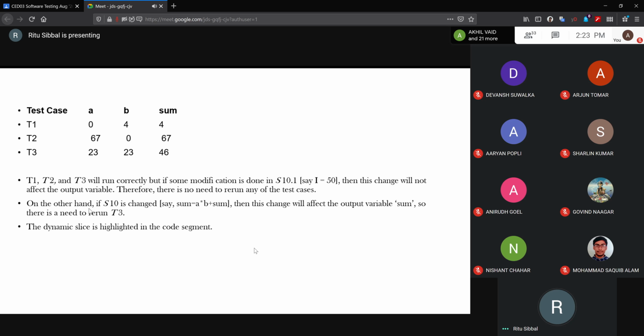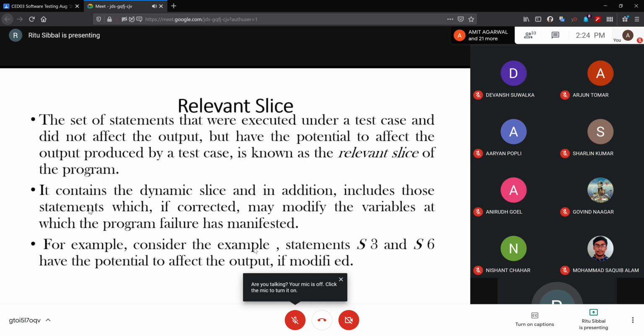Now here, these are the set of statements that were executed in a test and they do not affect the output but have the potential to affect the output produced by a test case. So that is what we call a relevant slice. They have not affected the output, but they have the potential. It contains the dynamic slice and also those statements which, if corrected, may modify the variables at which the program failure has manifested.